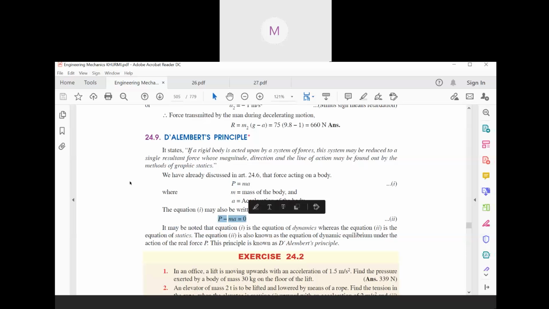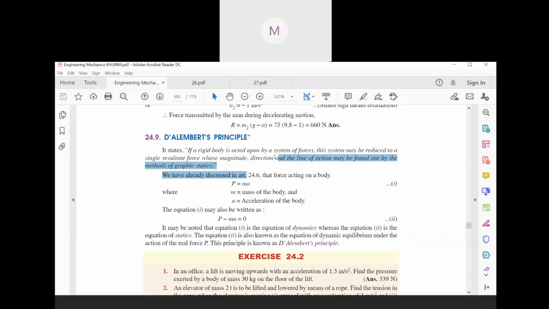0, because as per the definition, if a body is acted by a system of forces, that means different force systems are acting on the body, then this system may be reduced by a single resultant force, whose magnitude, direction, and line of action may be found out by the method of graphic statics. That means by the method of graphic statics, we can find out the magnitude, direction and the line of action. Line of action means the line, or an imaginary line I would rather say, on which the forces will act.